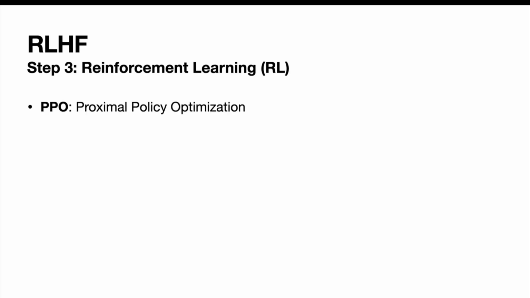The first one is PPO, which stands for Proximal Policy Optimization. PPO is the more classical and widely used RLHF algorithm. The second one is GRPO, which stands for Group Relative Policy Optimization. GRPO is simpler in some ways because it removes the value model and uses group relative rewards instead.